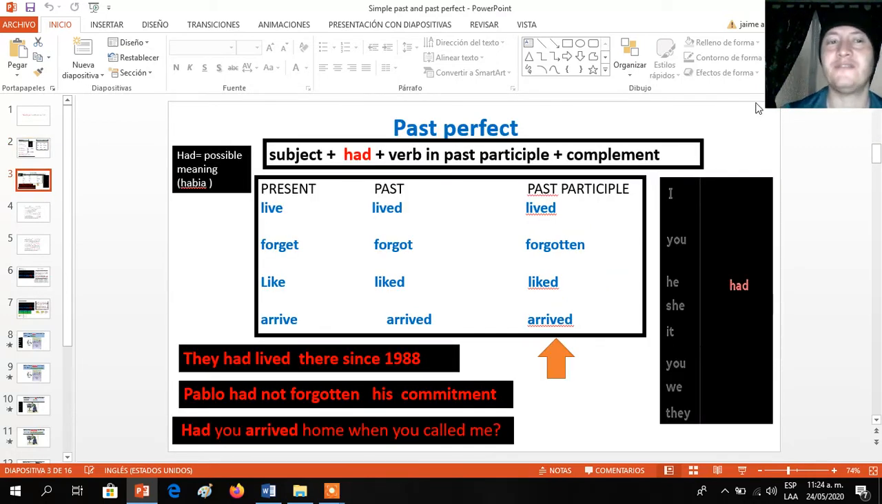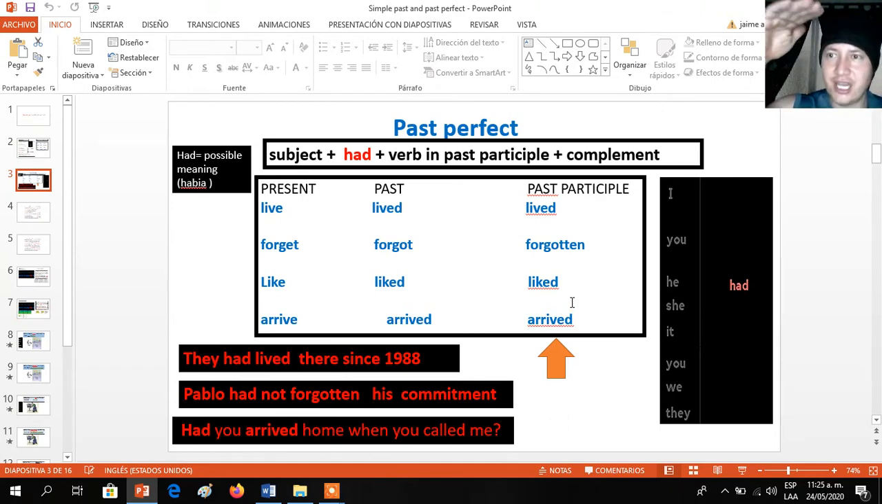The past perfect is very easy to understand. It is the same because you use an auxiliary. The auxiliary is had. And the had is the same for all the personal pronouns. I had, you had, he had, she had, it had, you had, we had, they had. And another important part in the past perfect is that it uses the past participle. Look at the third file.